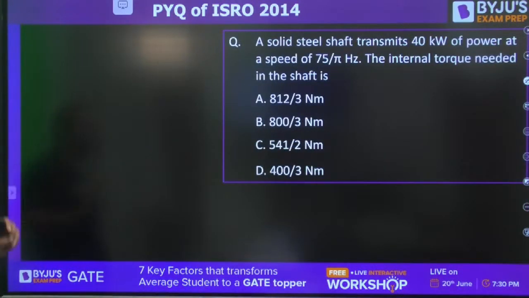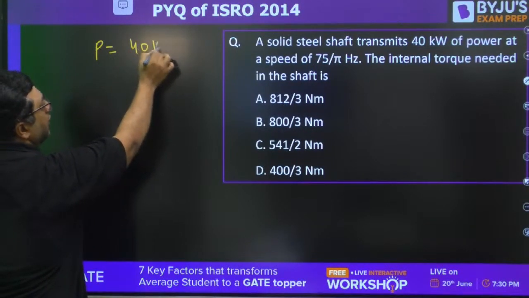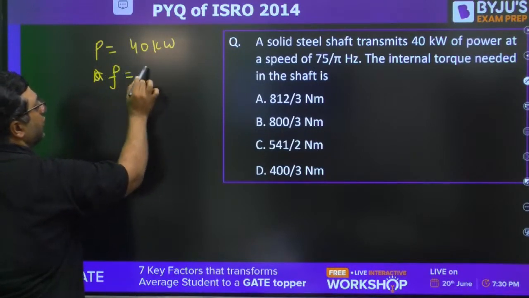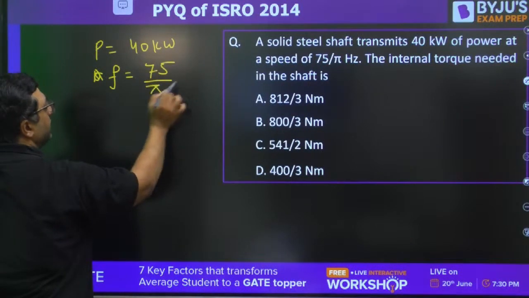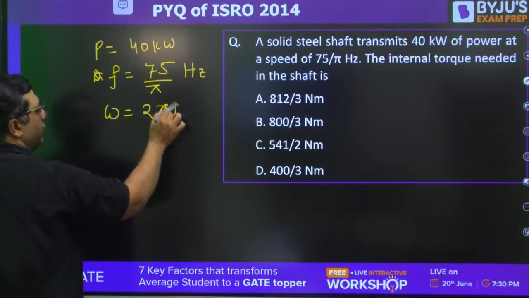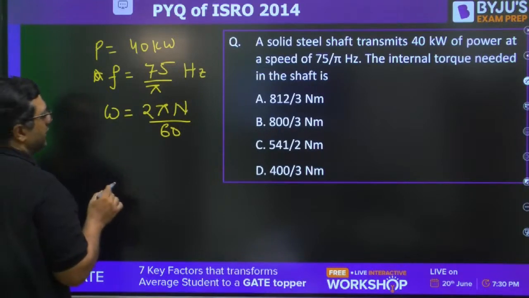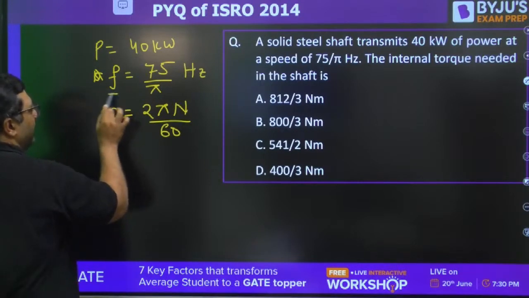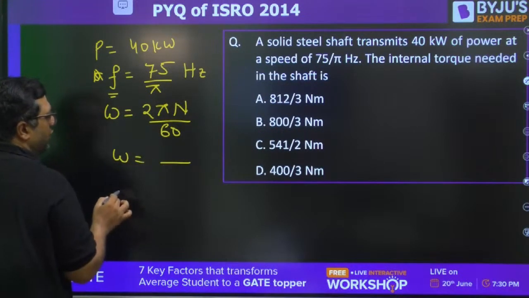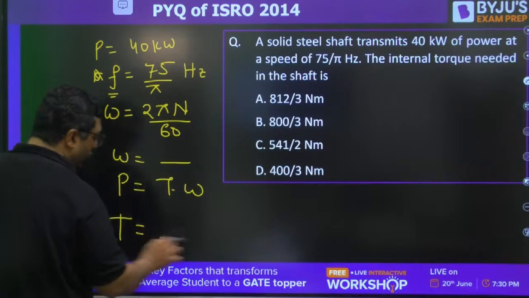This is an easy question. They are saying that power is 40 kilowatt. They are saying the speed is 75 by pi hertz. You know omega is 2 pi n by 60. So now frequency is known to us, so we can find out the omega. Once you find out the omega, you know power is T into omega. So you will be getting the value of torque.